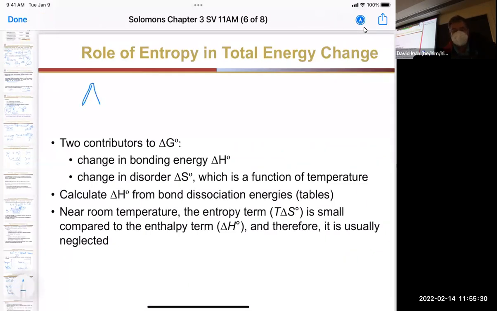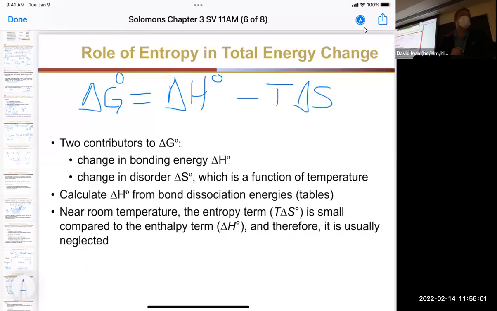It's delta G is equal to delta H. What's delta H? Enthalpy. It's basically the change in heat. Delta G is the change in free energy. Delta H is the enthalpy, the change in the bonding energies, minus temperature times delta S.